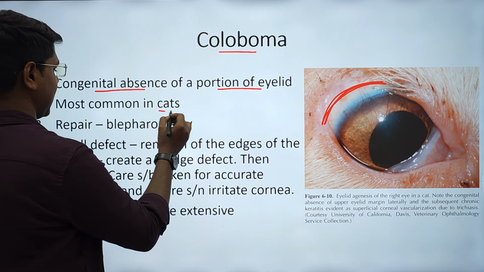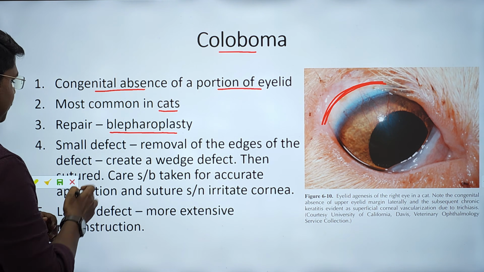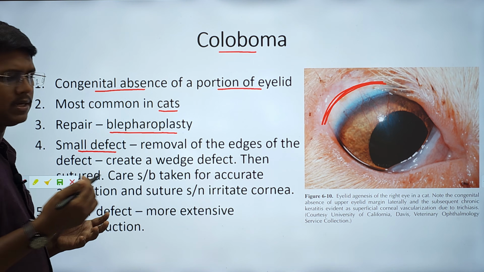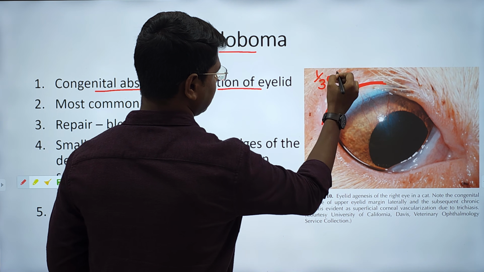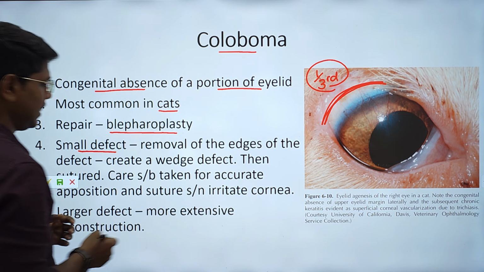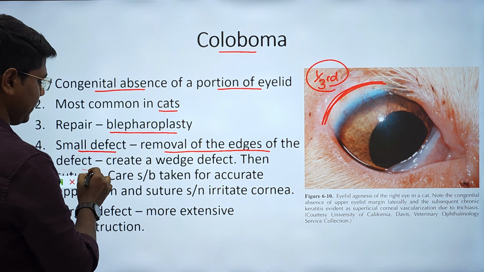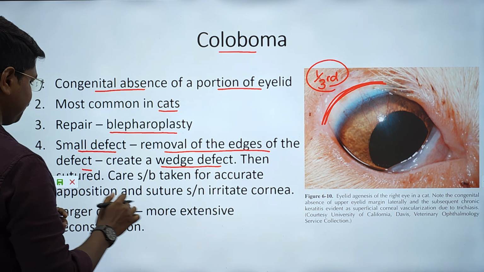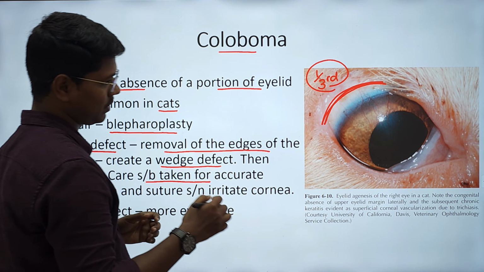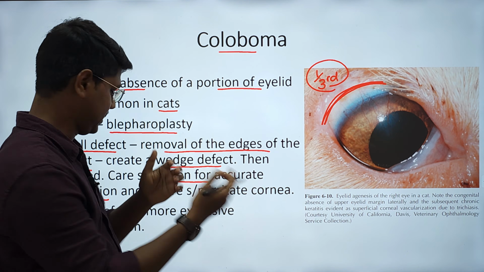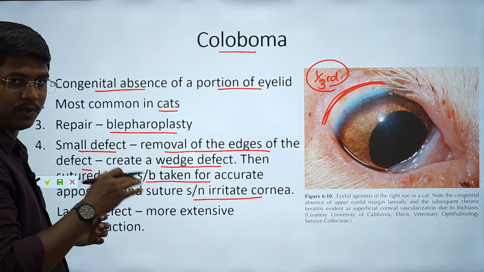Most common in case of cats. The surgical repair is known as blepharoplasty. We'll discuss some surgical repairs. If the defect is small, if the length of this defect is less than 1/3 of the eyelid, then there is a surgery, that is wedge resection: removal of the edges of the defect, creating a wedge defect. We'll see some images. Then it is sutured. Care should be taken for accurate apposition, because if you do not do accurate apposition, there will be a mismatch. We'll see in the images. And the suture should not irritate the cornea. It is very important while doing the wedge resection.